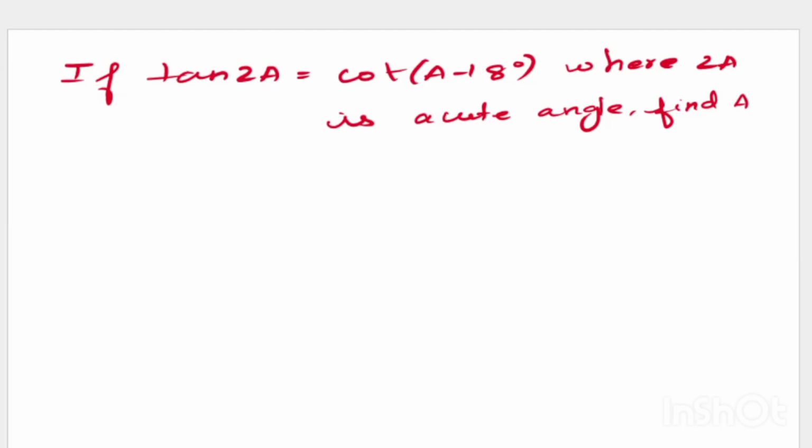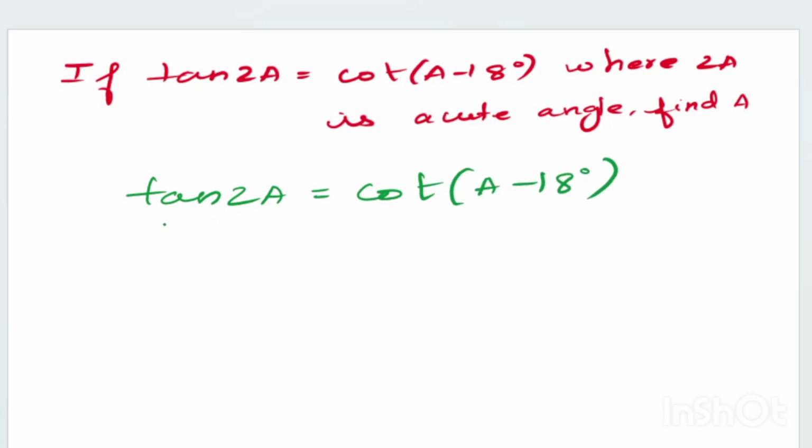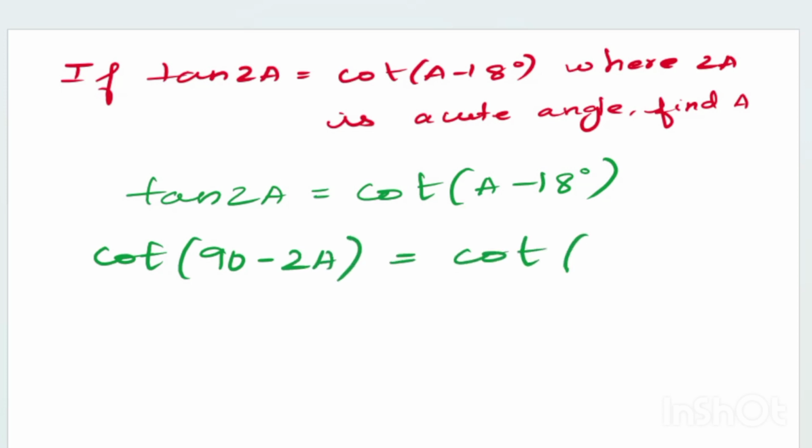So now let's see CBSE 10th Maths Chapter 8, that is Trigonometry, third exercise 8.3. We have already completed the first and second sums and now we are moving on to the third sum. What is given? Tan 2A is equal to cot A minus 18 degree. So how can we write tan theta? We can write it as cot 90 minus theta, right? What is theta here? 2A is equal to cot A minus 18 degree.